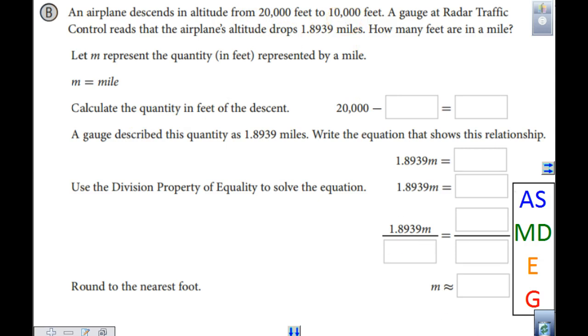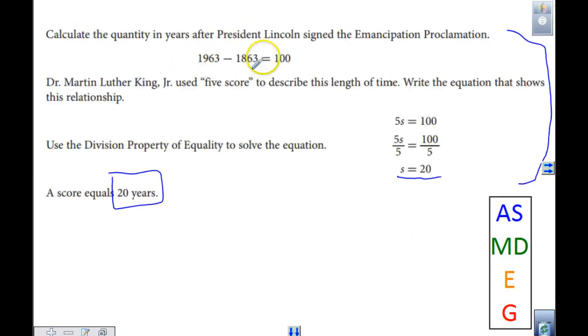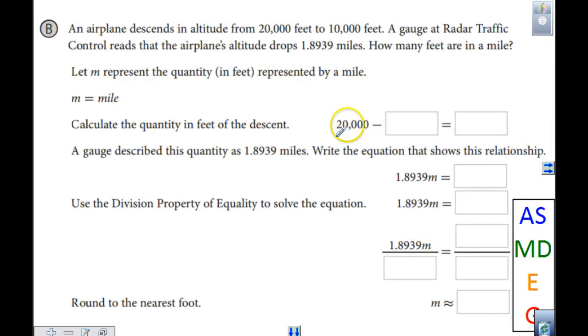And how did we do it on the last problem? We subtracted the two and we got 100. So how should we do it here? Same thing. Subtract 20,000 minus 10,000, and we get 10,000. So even though the first one had to do with from this year to this year and finding what a score is, and this one's talking about airplanes, you can see that the format, or the type of word problem, is very similar.